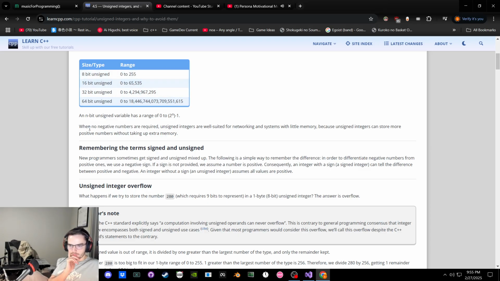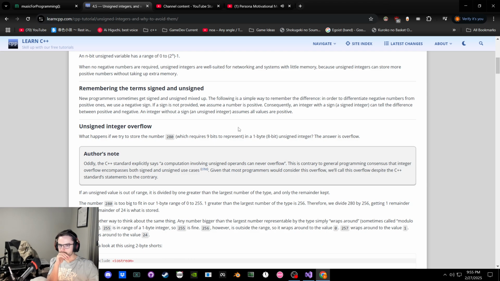Alright. When no negative numbers are required, unsigned are suited well for working with little memory because you get more without extra memory. Yep, makes sense. Remembering signed and unsigned. Okay. Yeah, that makes sense. Unsigned positives, yeah.